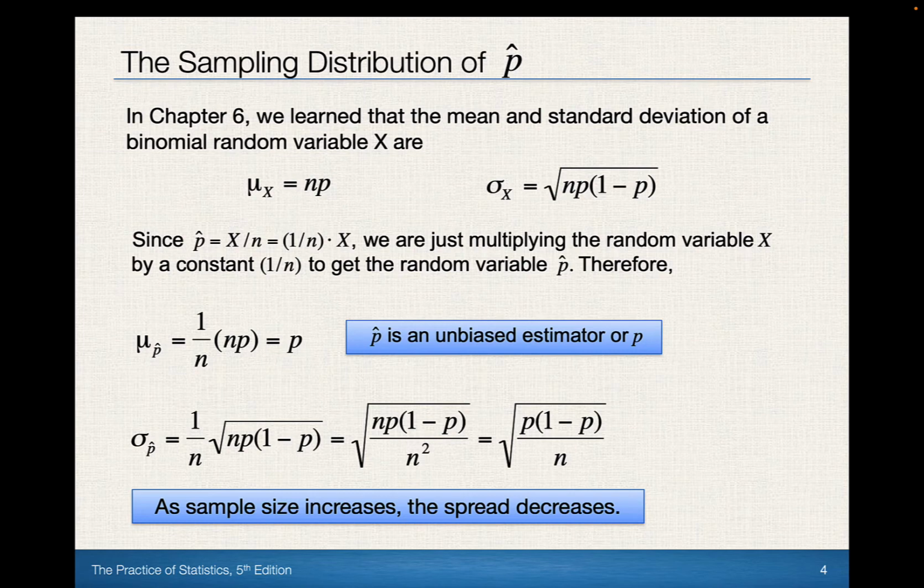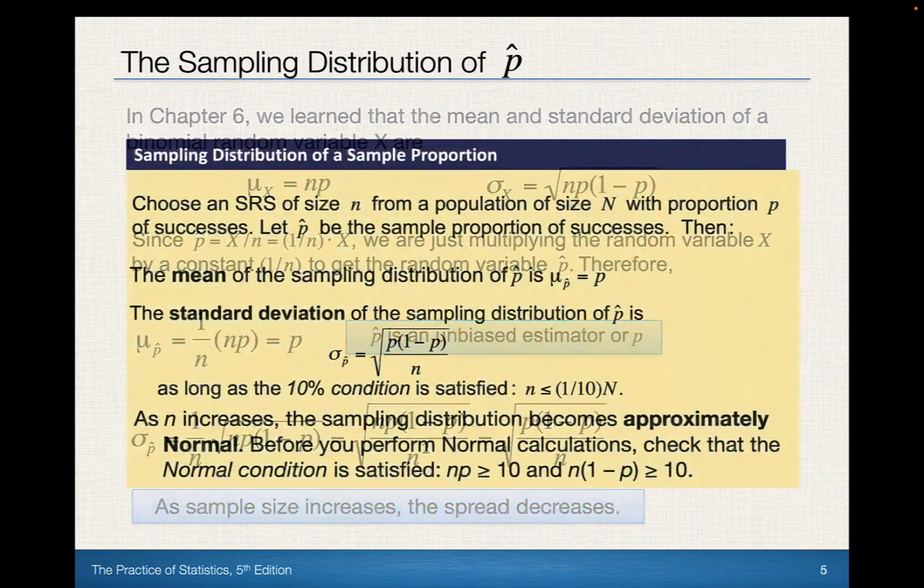Well, this is an important element now to our sampling distribution because this is, for the first time, a piece of evidence that tells us that the larger the sample size we take, the smaller the spread is going to be for the resulting sampling distribution, which is what we're going to use to make a meaningful statistical conclusion.